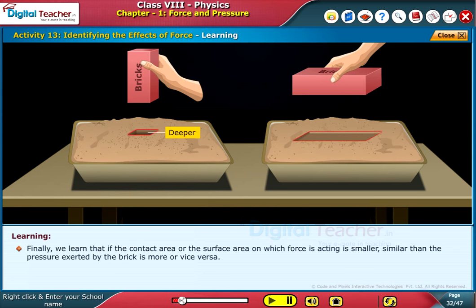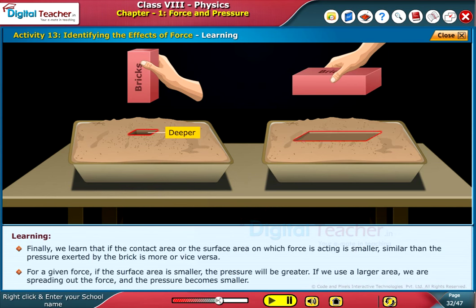Finally, we learned that if the contact area or the surface area on which force is acting is smaller, then the pressure exerted by the brick is more, and vice versa. For a given force, if the surface area is smaller, the pressure will be greater. If we use a larger area, we are spreading out the force and the pressure becomes smaller.